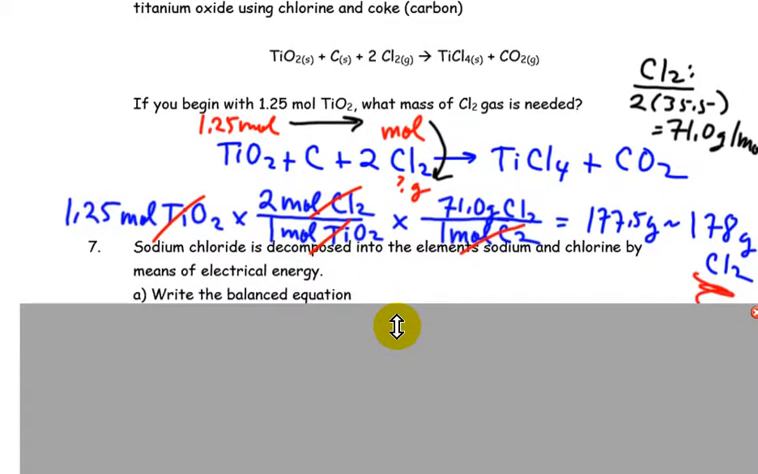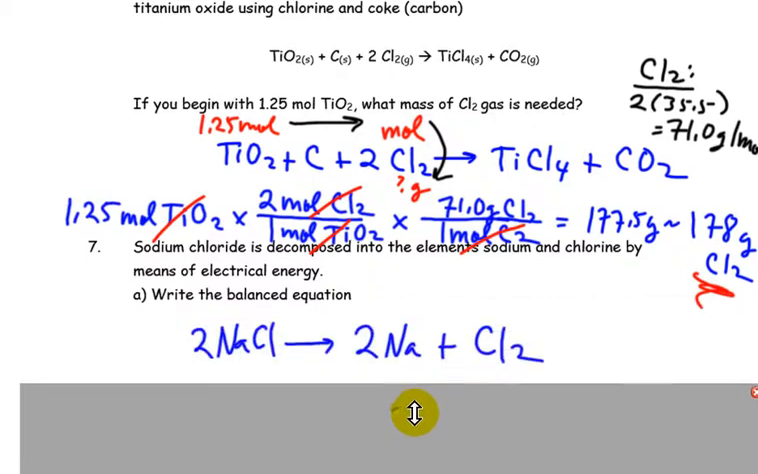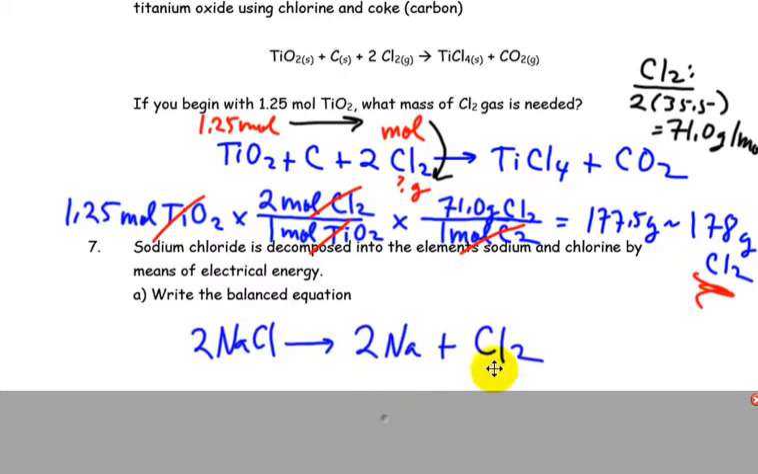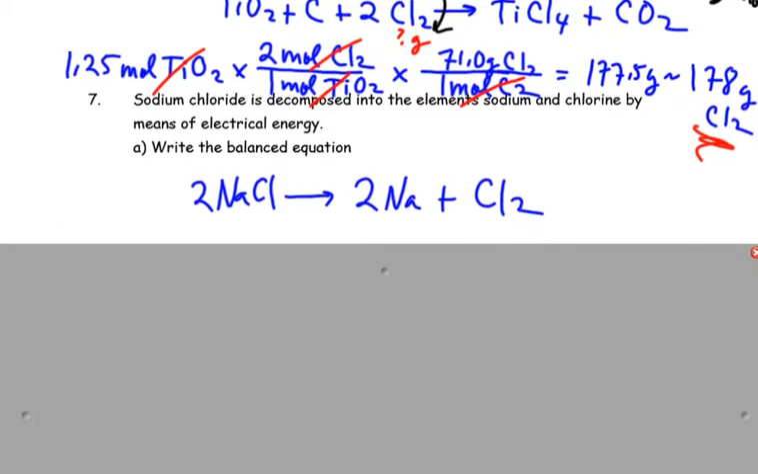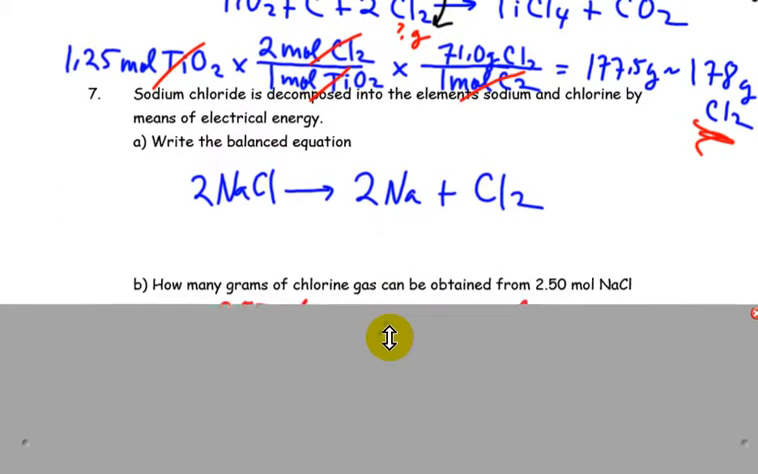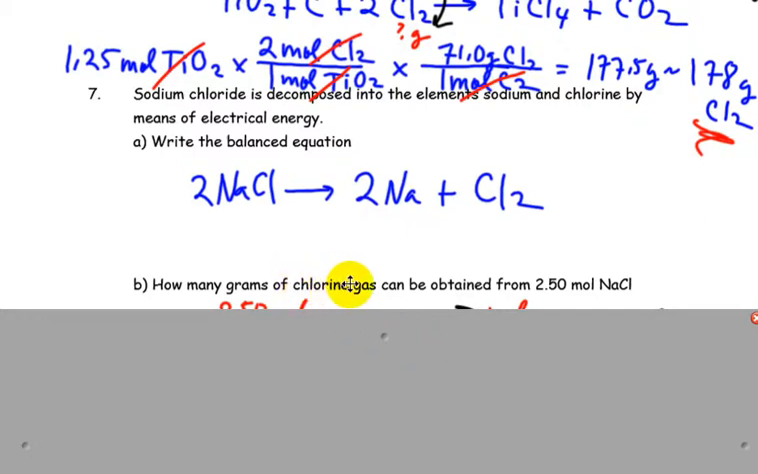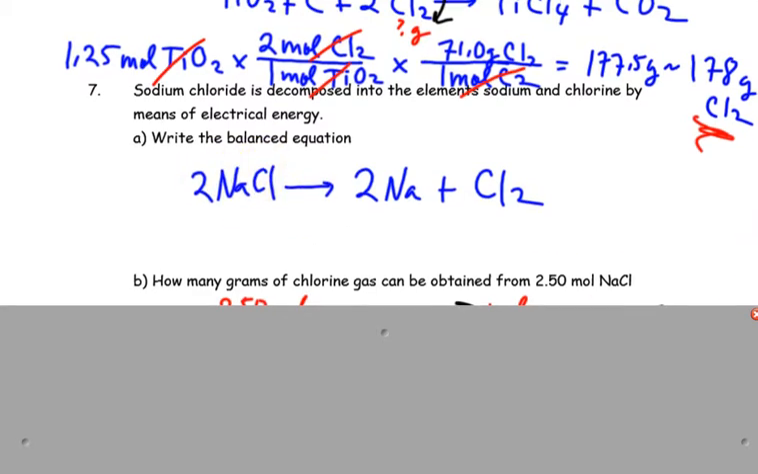Okay. 7. Sodium chloride is decomposed into the elements sodium and chlorine by means of electrical energy. Write the balanced equation. Very easy. Chlorine, of course, is Cl2. It's one of the Hofbrinkel elements. There you have it. How many grams of chlorine gas can be obtained from 2.5 moles of sodium chloride?